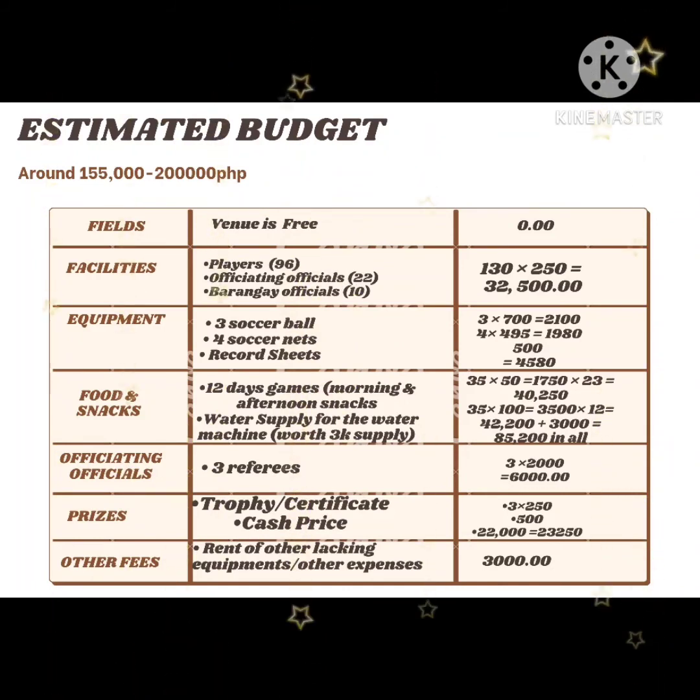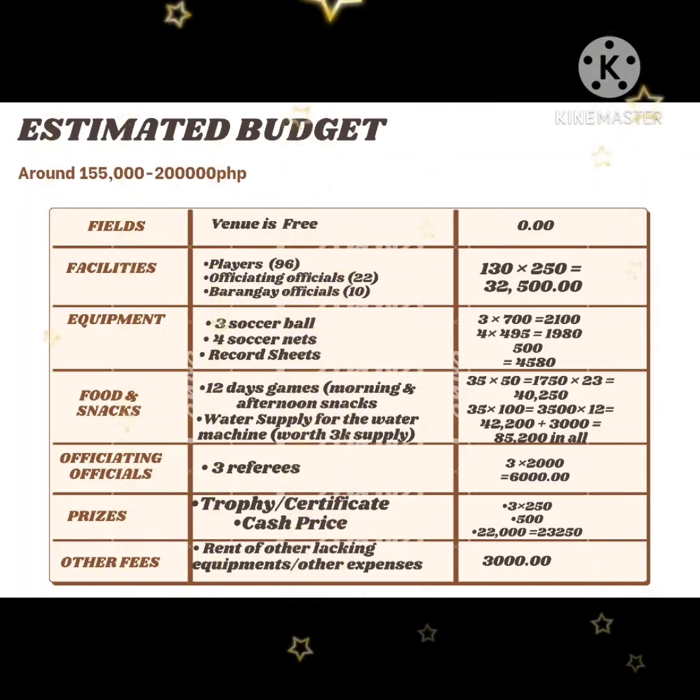The next is the officiating official. So we only hire 3 referees. So per referee is 2,000, along with all the games cater sa 2 weeks, in total of 6,000. Then the prizes, the trophy and the certificate and the cash prize. So the trophy is estimated 3 times 250 equals 750.